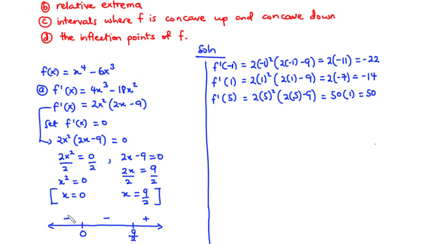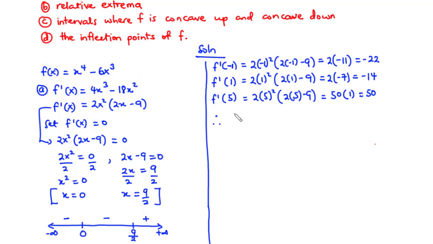Now, wherever you see a negative for f prime of x in any region, it basically means that the function is decreasing in that interval. And when you see a positive f prime of x, then it means that the function is increasing in that interval. So what this primarily means is that the function decreases from negative infinity through to 0, and further decreases from 0 through to 9 over 2. And then the function increases from 9 over 2 through to positive infinity.